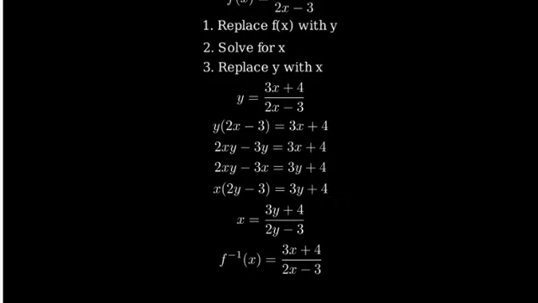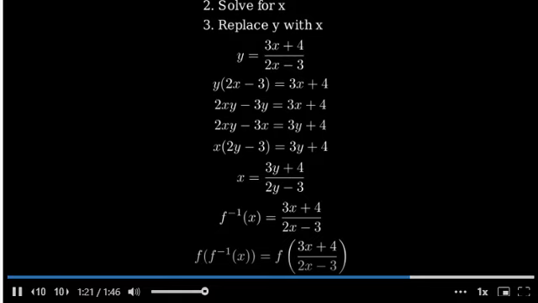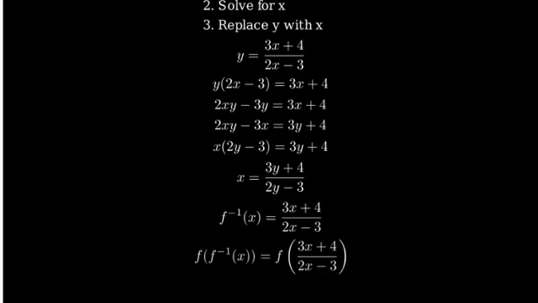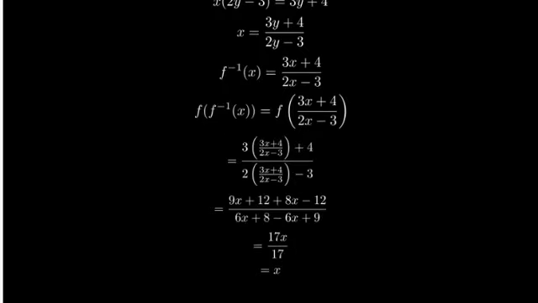Now, let's verify our answer by checking if f of f inverse of x equals x. Let's substitute f inverse of x into our original function f. This gives us a complex fraction that we need to simplify. After simplifying the numerator and denominator, we get x, which verifies that we found the correct inverse function. Therefore, we have successfully found and verified the inverse function.